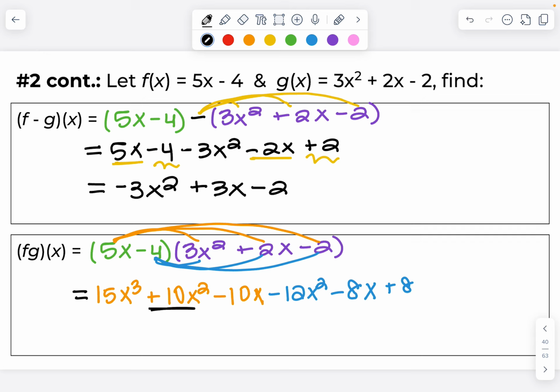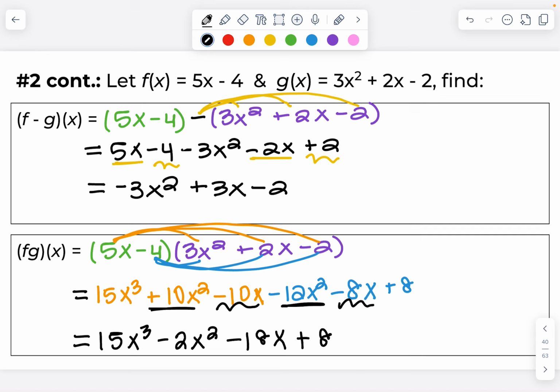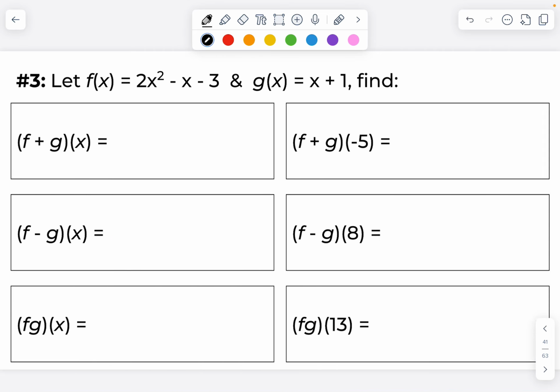So here are the like terms that we can combine. We have an x squared term and an x squared term, and then we have an x term and an x term. That gives us 18x cubed minus 2x squared minus 18x, and then plus 8. And that is the final answer for f times g of x for this one. Now I'm going to have you guys do some practice, and there's a good bit of practice.